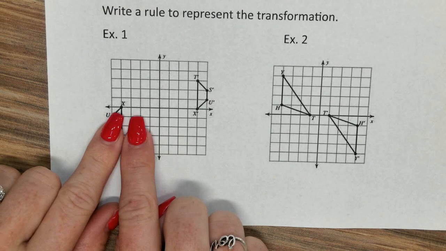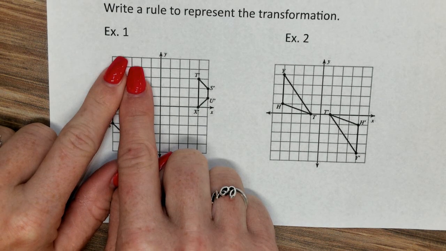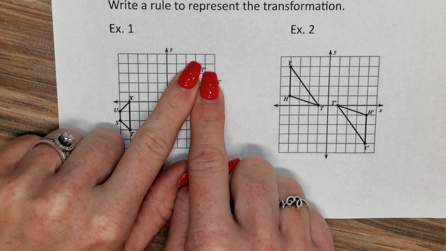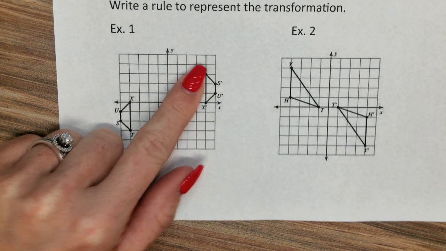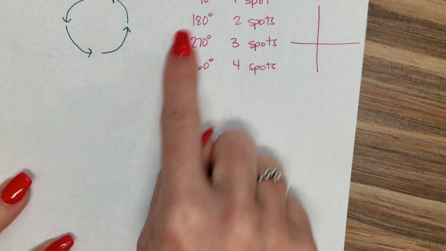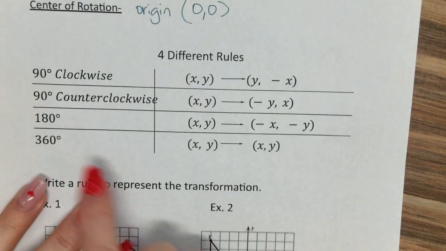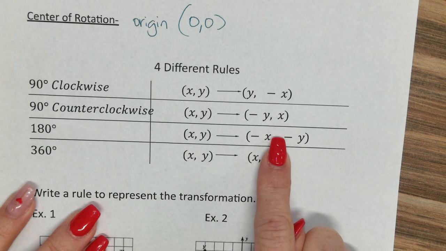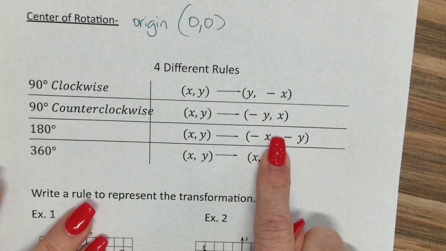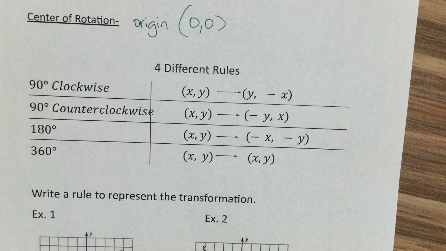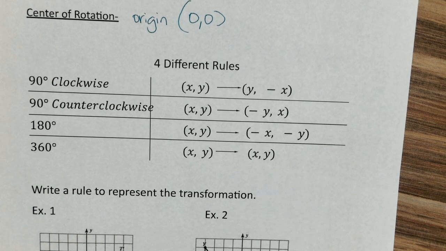2. It went here, that's 1, yes? Then it went here, that's 2. So that's where you have to have this memorized. Which one is 2 spots? 180. So the rule I would write would be for 180. The X and Y just became opposites. Y'all see how easy that is? You're just counting how many spots it moved.